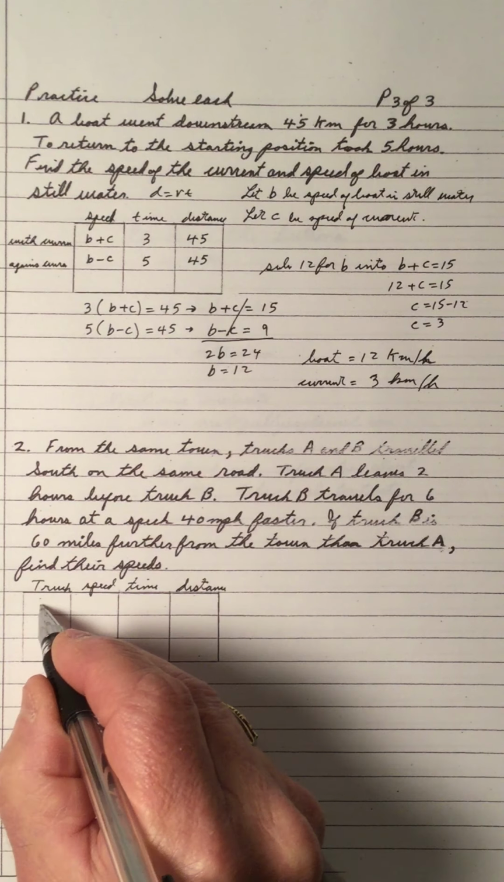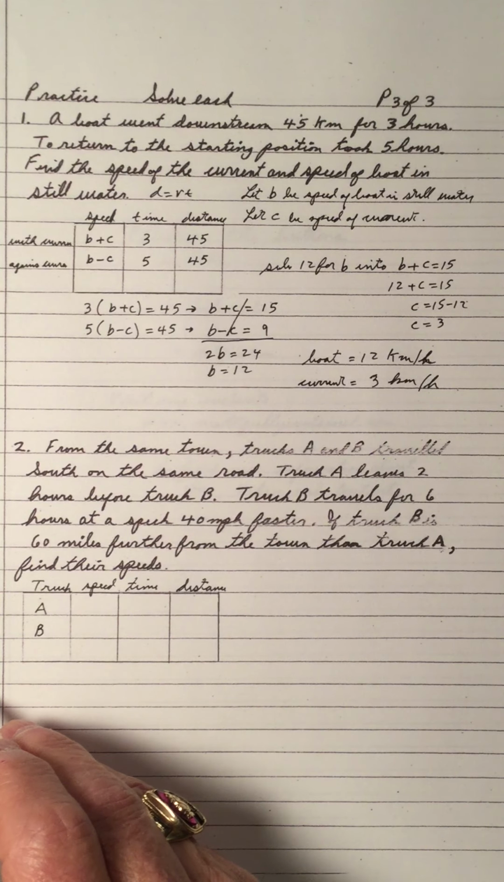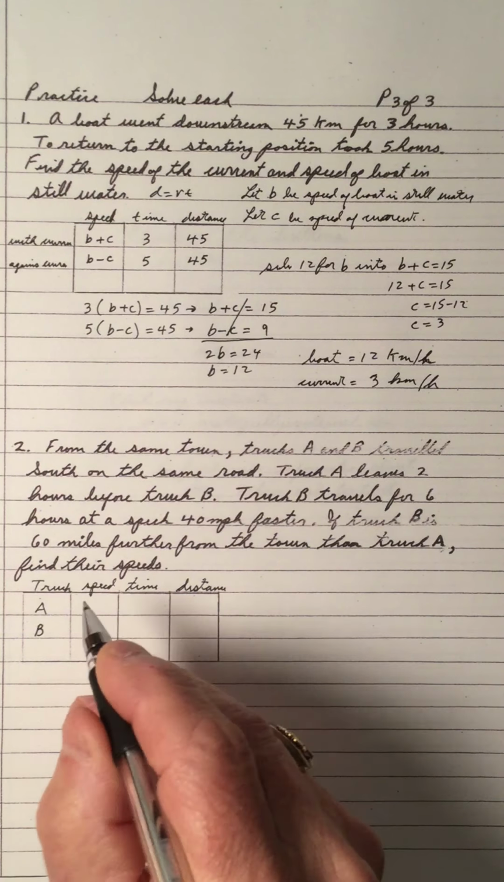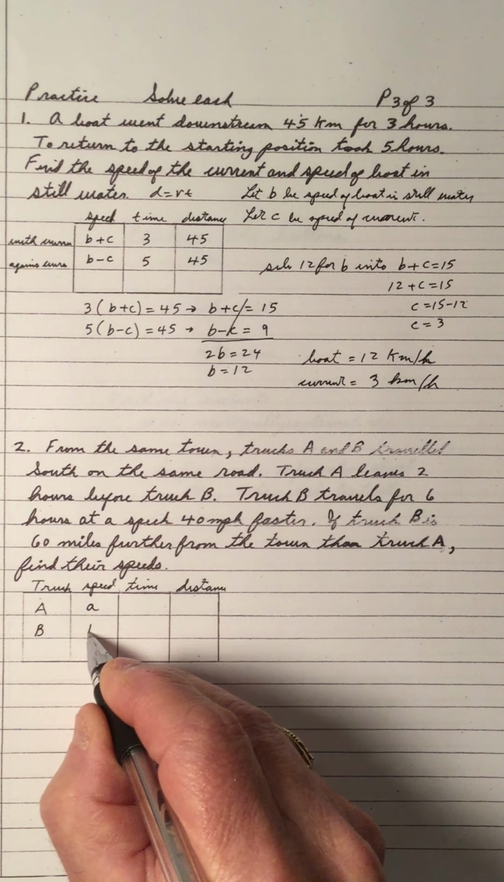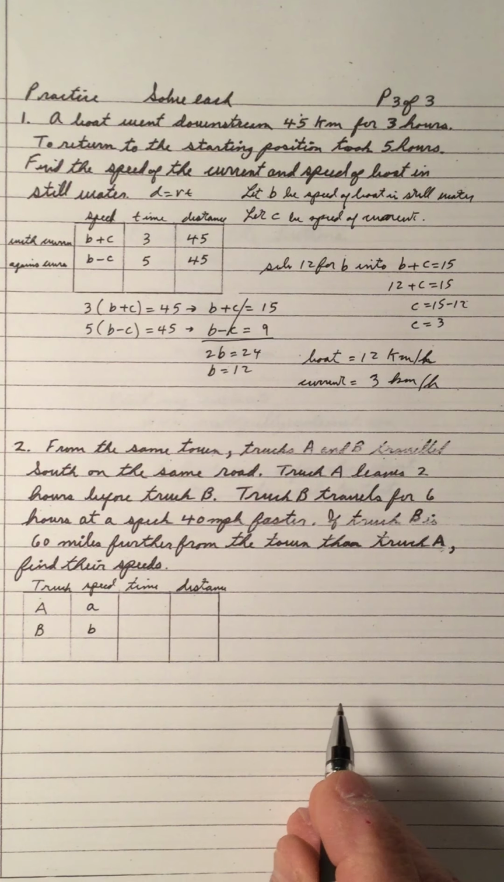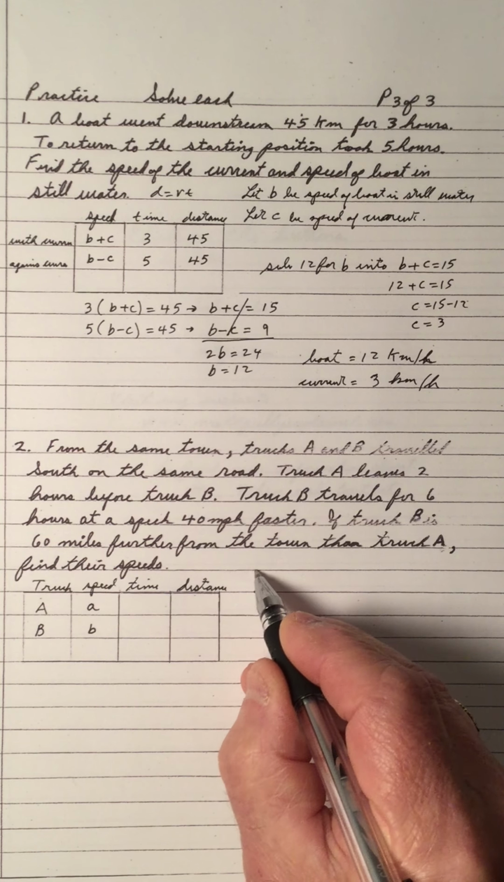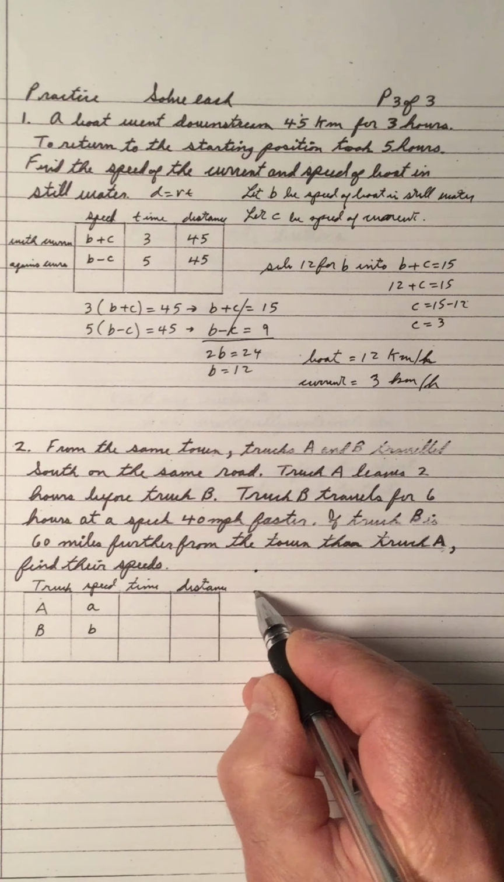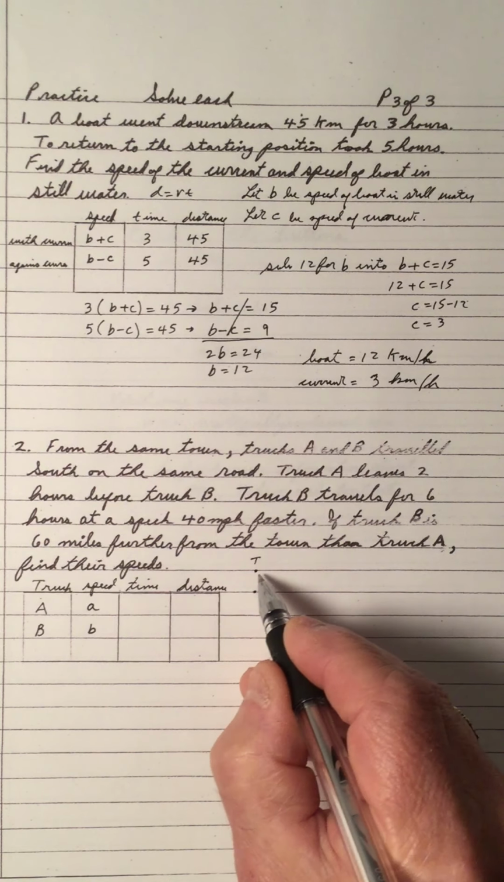So we have a truck A and a truck B. This time I'm going to say truck A has a speed of A and truck B has a speed of B. I could use X's and Y's. Now, let me explain what's happening here. Imagine that here's the town that both trucks are leaving for.